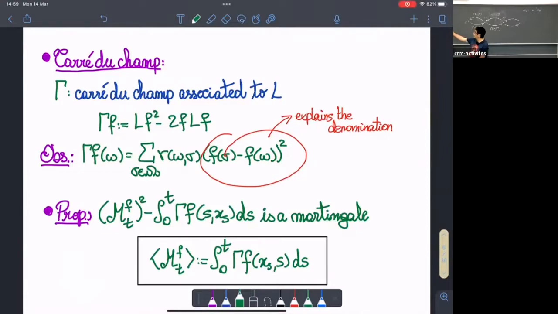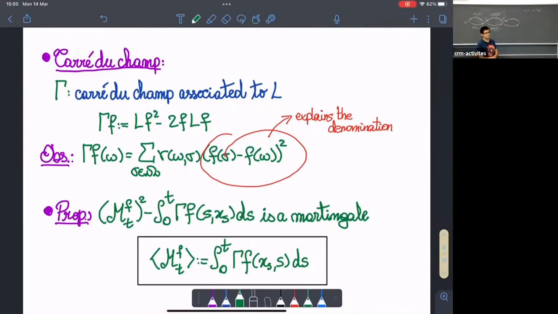So from here, you see why it's called somehow the carré du champ. That means it's like the square of the derivative. That's what you have to think about. The generator is like the derivative of your function f along the trajectory of your Markov chain. This is kind of what the generator is, and this guy here is the square of that derivative. You take the square of the increment, and you multiply by the probability of actually seeing that increment, and then you sum over all possible values, and that gives you this operator carré du champ, and it's a function, right?